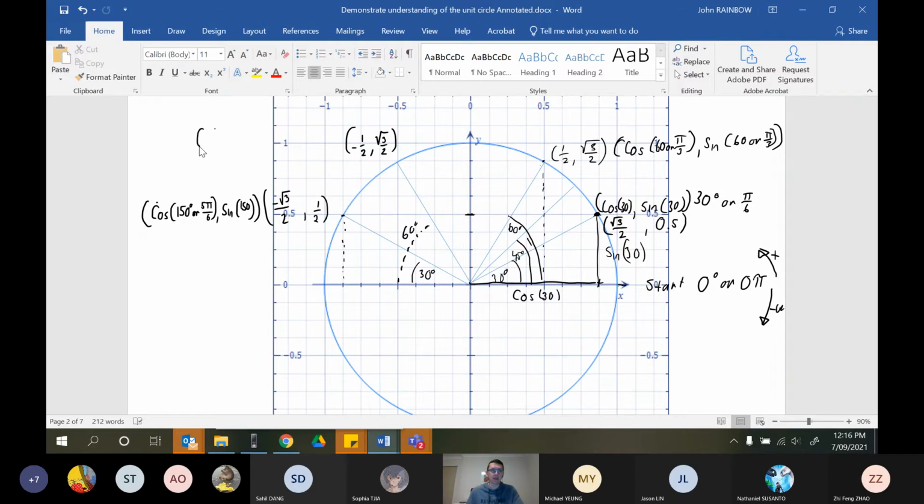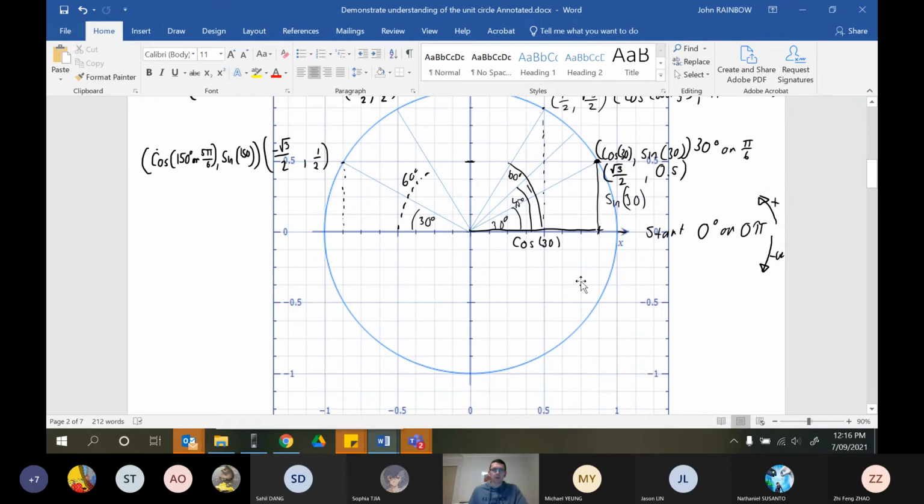So we know that is going to be cos 120 degrees, or 2 pi on 3. Sine 120 degrees, or 2 pi on 3. And that's my coordinates for those. So my x is always my cos value, and my y is always my sine value. And that's how we get it. So let's continue with this, okay?